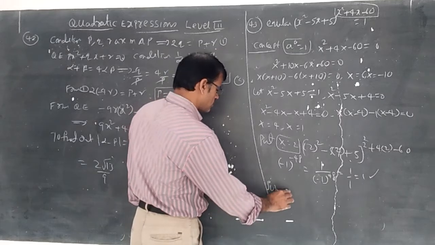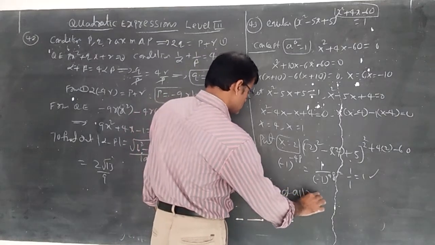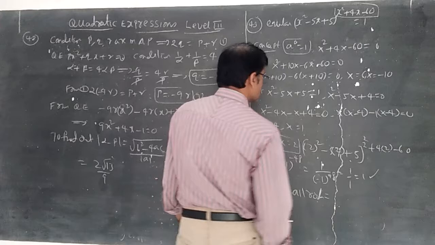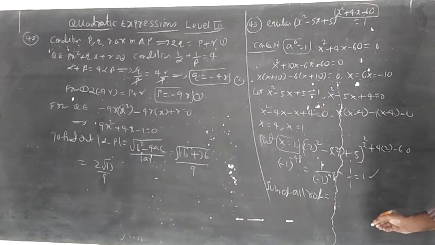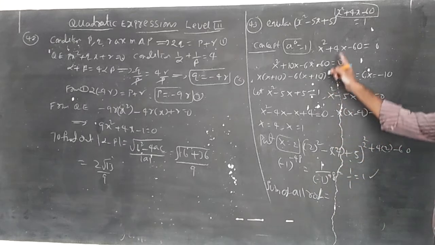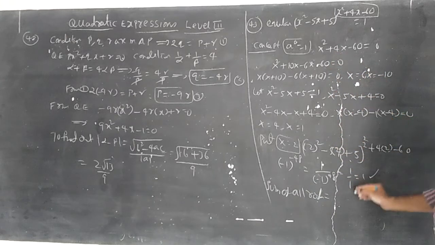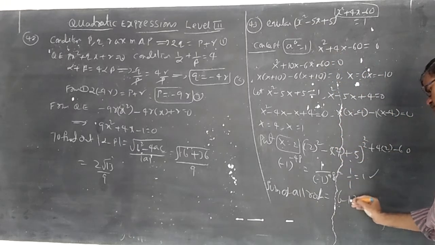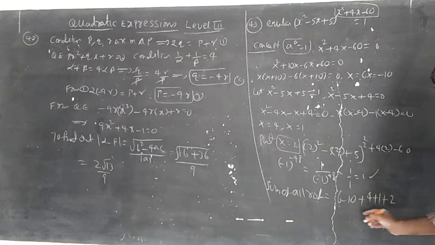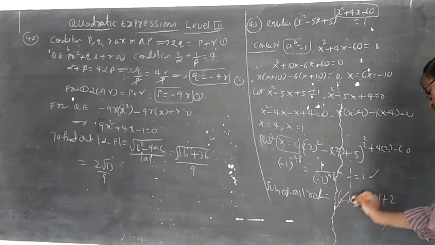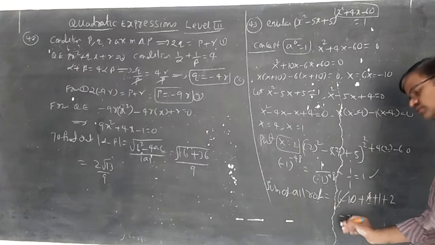Sum of all roots. If we write the sum of all roots: 6 minus 10 plus 4 plus 1 plus 2. 6 and 4 with the 10 get cancelled, and that is equal to 3.